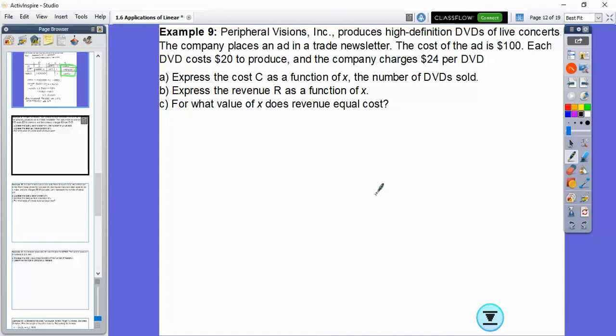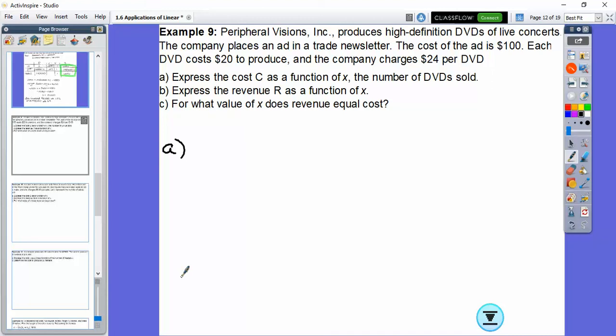So part A, express the cost as a function of X, the number of DVDs sold. Everything we've been doing, we've had all these complicated tables, but now we're taking a step back. We are really just writing linear equations from some problems here. If you think about the equation of a line, y equals mx plus b.